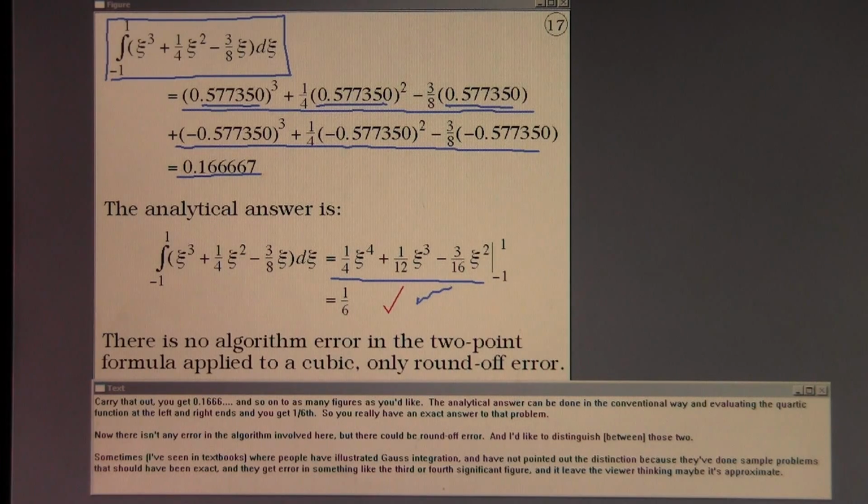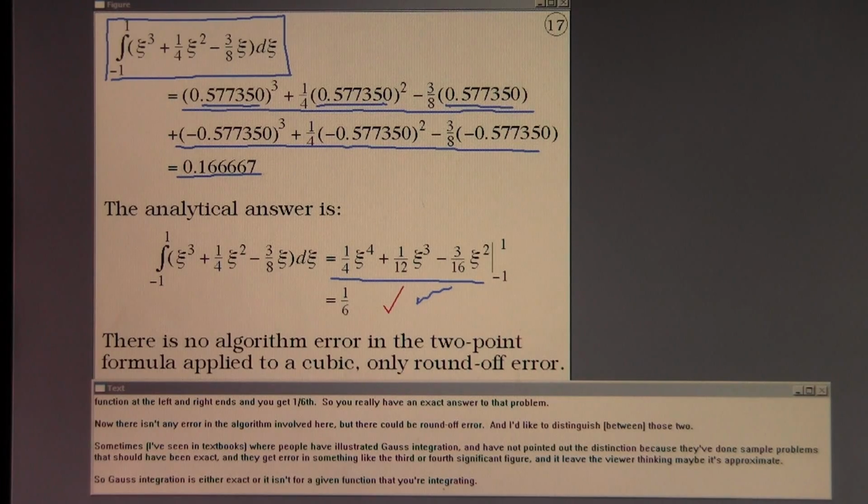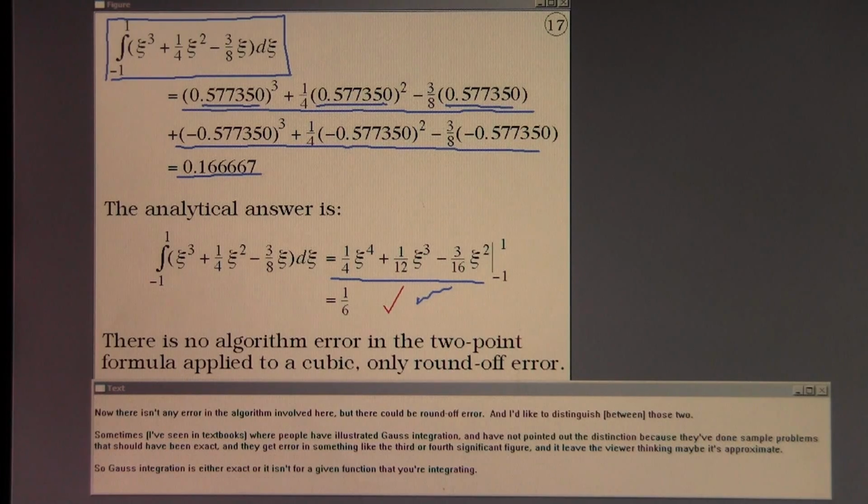Now, there isn't any error in the algorithm involved here, but there could be round-off error, and I'd like to distinguish those two. Sometimes, and I've seen in textbooks where people have illustrated Gauss integration, they have not pointed out the distinction because they've done sample problems that should have been exact, and they get error in something like the third or fourth significant figure, and it leaves the viewer thinking maybe it's approximate. So Gauss integration is either exact or it isn't for a given function that you're integrating.